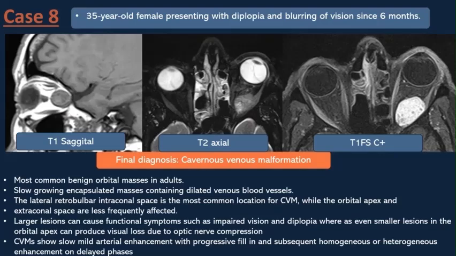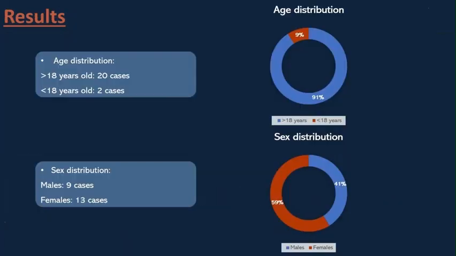These are slow-growing encapsulated masses containing dilated venous blood vessels, typically present in the lateral retrobulbar intraconal space. However, it can also be present in the orbital apex and intra-extraconal space, which are rarely encountered. Larger lesions cause functional symptoms, whereas the smaller lesions, particularly at the orbital apex, can cause visual loss due to optic nerve compression. Now, CVMs show mild arterial enhancement with progressive fill-in and subsequent homogeneous or heterogeneous enhancement on the delayed phases.